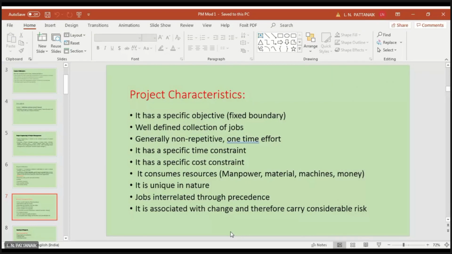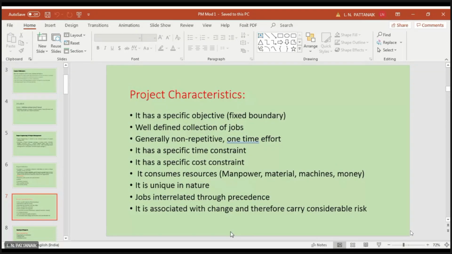Again, if we go back to the example I gave you of your school time, suppose building a project for your school, you can break it down, and you are in fact sharing among the group mates that this is the job you will do, this is the job you will do. Then we'll combine and you'll get the final result. So it is well defined. Generally non-repetitive, one-time effort. It's not generally, it is always.